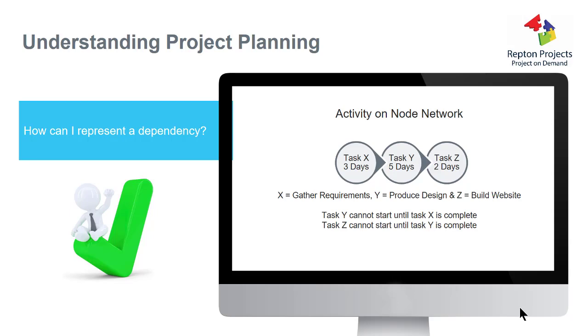Y can be produce the design in the design phase of the project, and Z can be build the website in the execution phase. So what this is saying really is the design can't start until the requirements have been completed. In reality, you can, however, do that, but it adds significant risk into your project, because if the requirements are wrong, you might have wasted your time doing the design. So it's best to wait if you can.